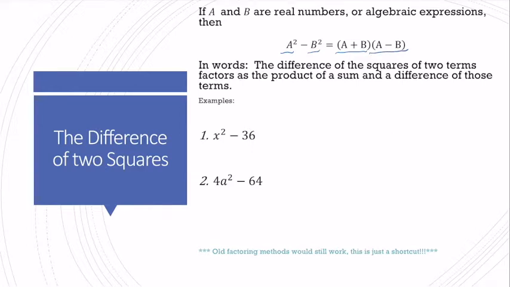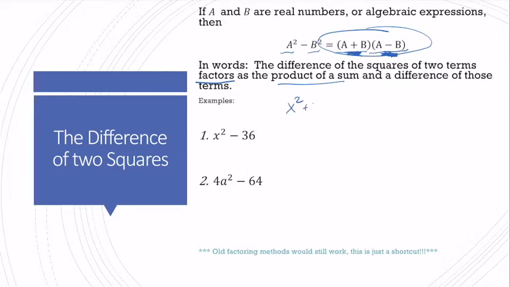Okay? So in other words, the difference of the squares of two terms factors as the product of a sum and a difference, right? Sum being add, difference being subtract, of those terms. Now, what if I didn't remember this rule? Well, we can still use our old way of finding the factors of AC that add up to B, but in this case, our B would be 0. So let me show you how we could do that.